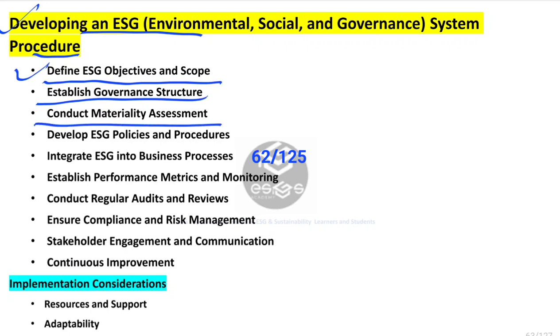Then we conduct the materiality assessment. We identify the material ESG topics. We conduct a materiality assessment to identify the most significant ESG issues relevant to the organization, operations, and stakeholders. Also, we prioritize those ESG topics based on their potential impacts on the organization's financial performance, reputation, and stakeholders' interests by integrating the threshold criteria, right?